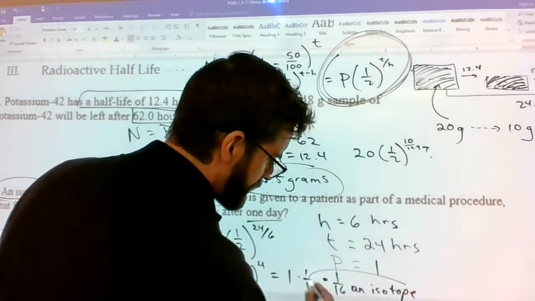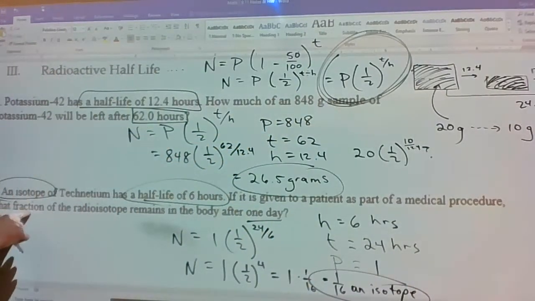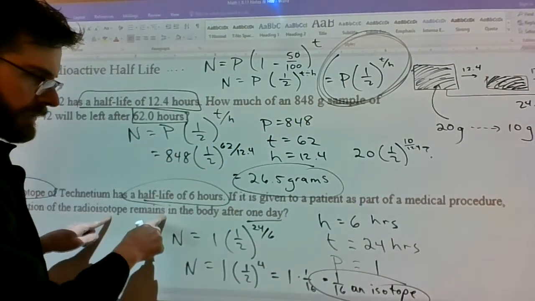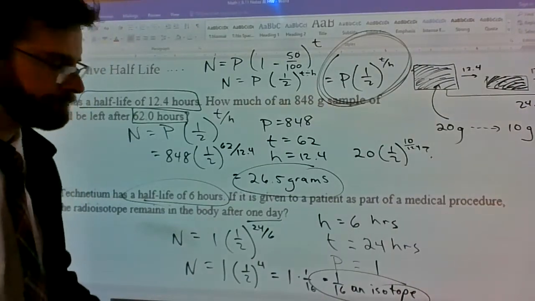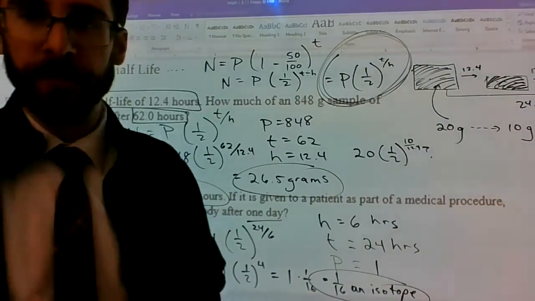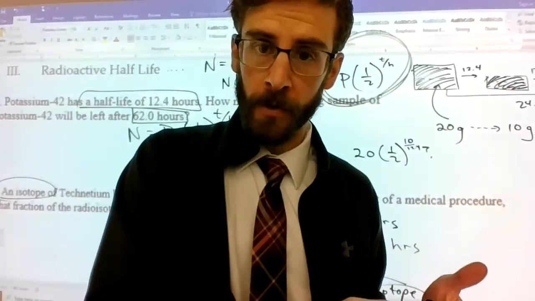I think that answers the question. What fraction of the radioisotope remains? 1/16. All right. So hopefully this was helpful enough for you guys to really move forward on that assignment.